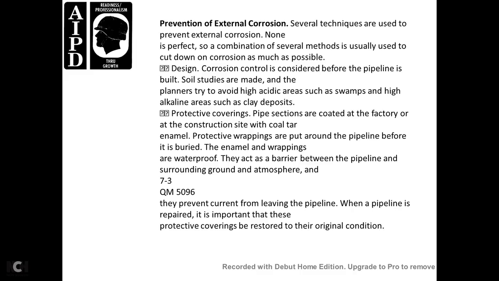Protective coverings: the pipe sections are coated at the factory or construction site with coal tar and enamel. Protective wrappings are put around the pipeline before it is buried. The enamel wrappings are waterproof. They form a barrier between the pipeline and the surrounding ground and atmosphere, and they prevent current from leaving the pipeline. When a pipeline is repaired, the protective covering must be restored to its original condition.